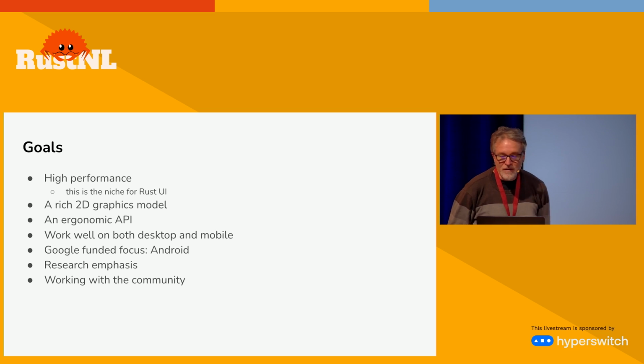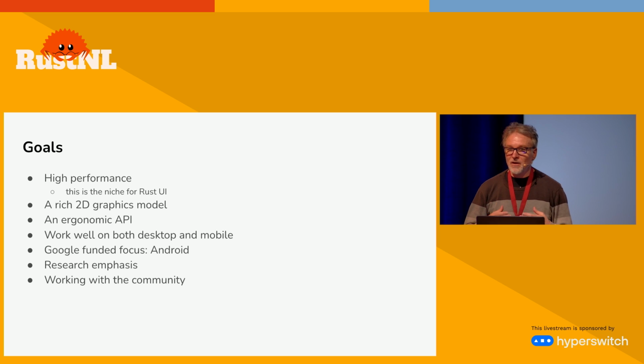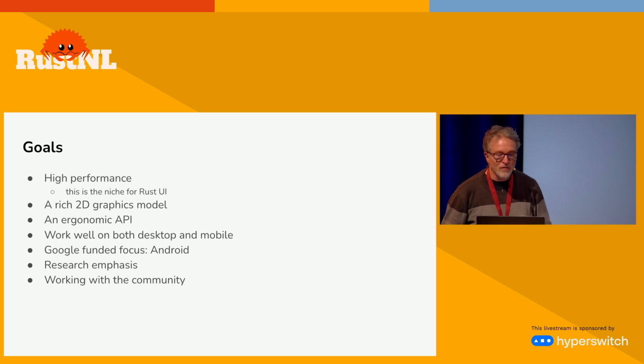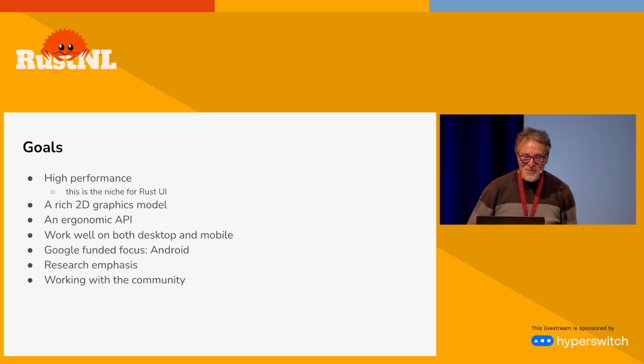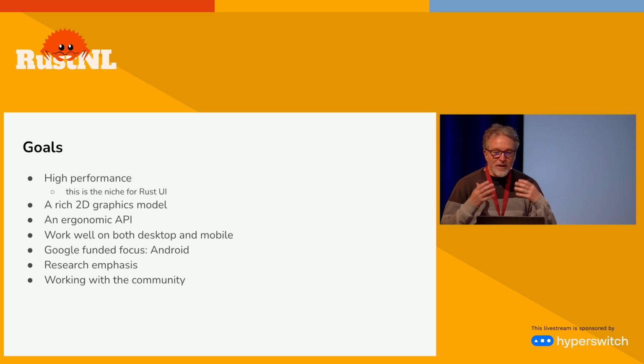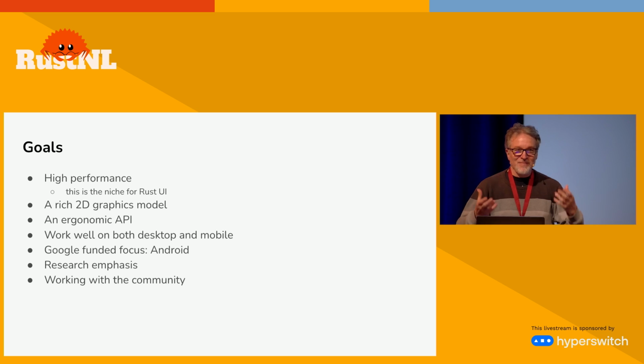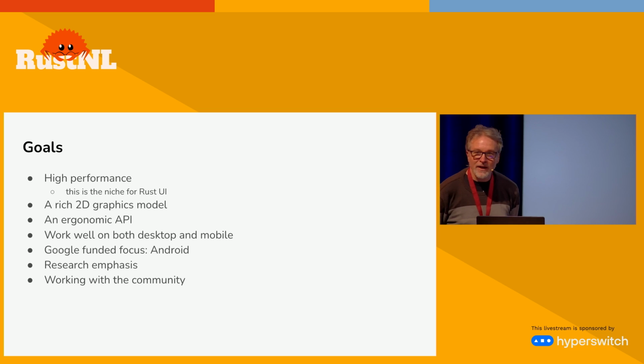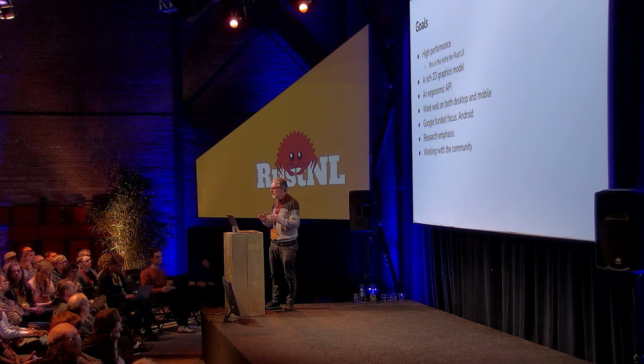We're also focused on a very rich 2D graphics model. We want to have full access to vector graphics with all of the goodies like gradients and also really good font support. I'll talk about that a little bit more. Of course, that's what I do. But we don't want to have something that's high performance and rich, but very hard to program. We also want to make a really ergonomic, easy to use API on top of that. And we want this to work on desktop and mobile.